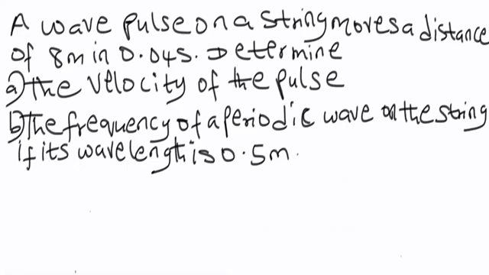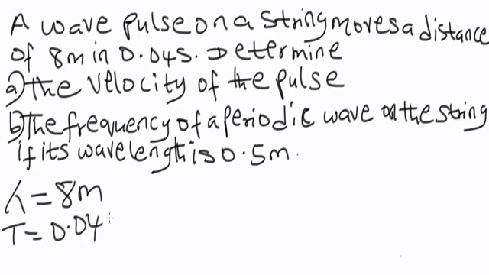Okay, so let's look at this question. It says a wave pulse on a string moves a distance of 8 meters in 0.04 seconds. A, determine the velocity of the pulse. B, the frequency of a periodic wave on the string if its wavelength is 0.5 meters. So let's begin with part A. Let's get the parameters, very important. We have in the question the distance, which is 8 meters. We have the time period to be 0.04 seconds.